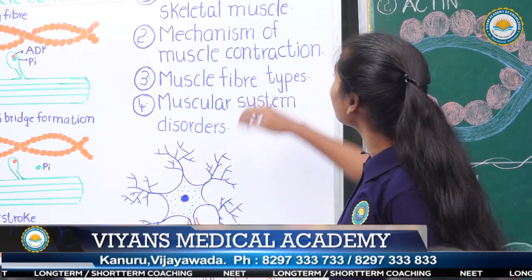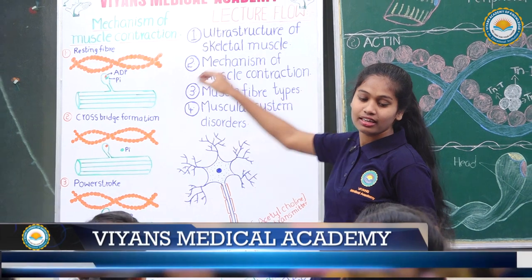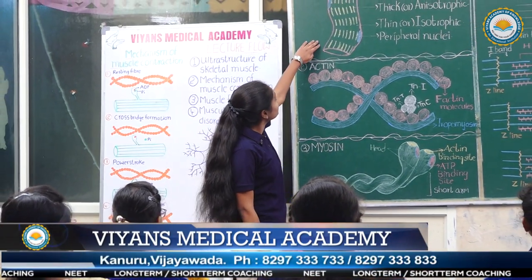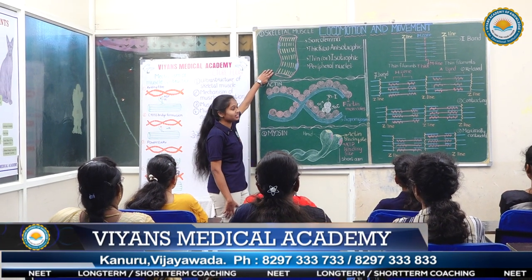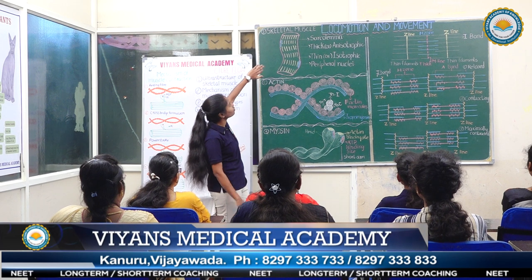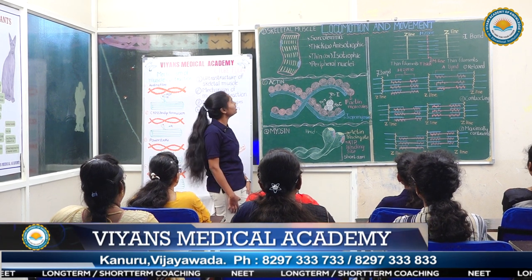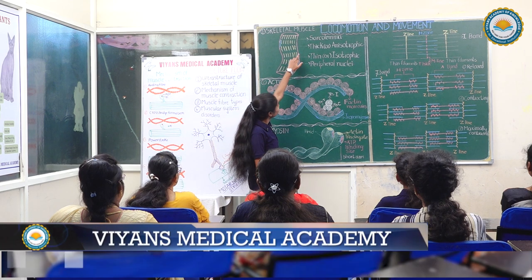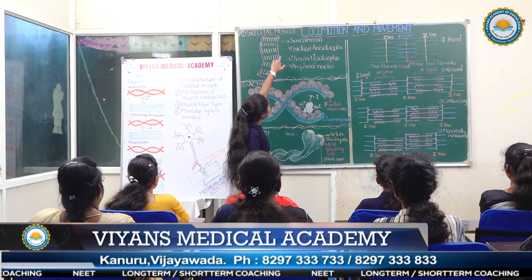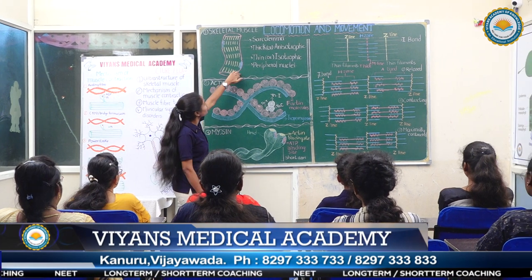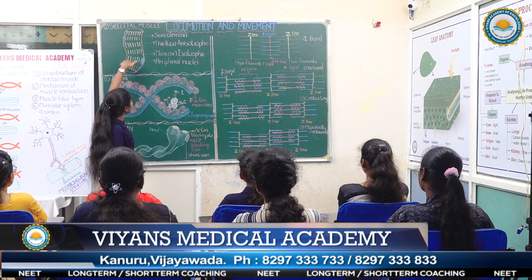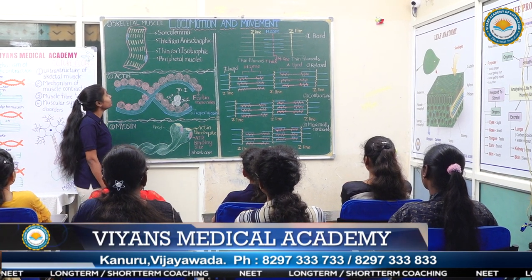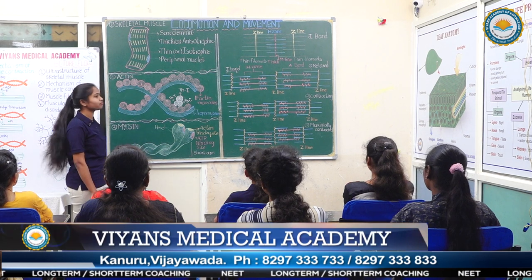Another topic is the outer structure of skeletal muscle fiber. Let us study the skeletal muscle in detail to understand the structure and mechanism of contraction. This is the diagrammatic representation of the whole skeletal muscle that is present in the human body. The outer membrane, the plasma membrane, is also called the sarcolemma, represented in this diagram above. And the cytoplasm present in the muscle fiber is called the sarcoplasm.